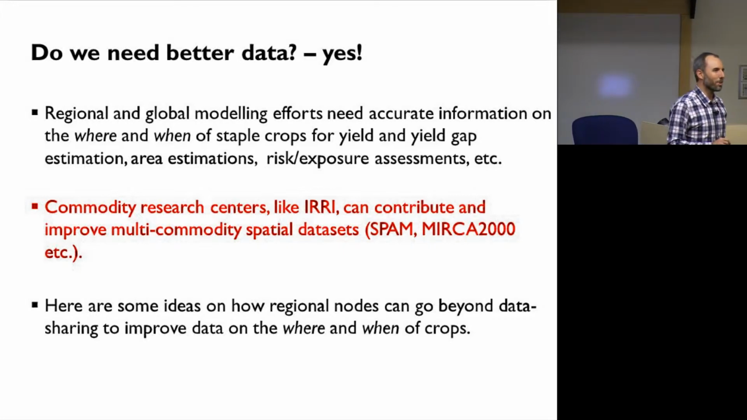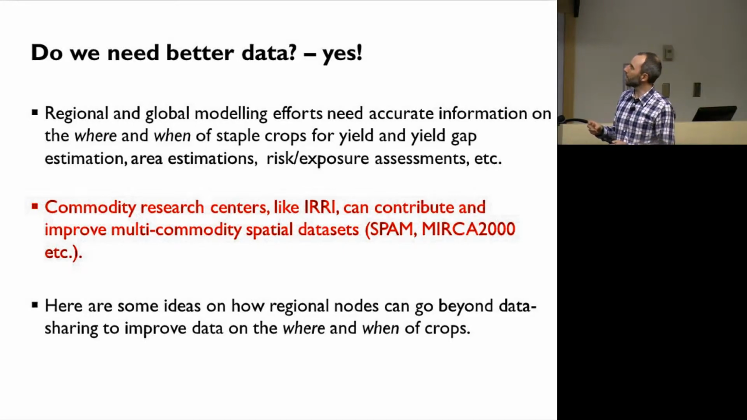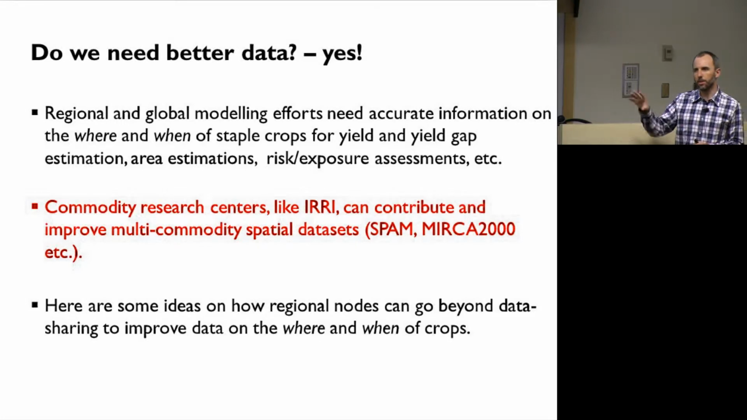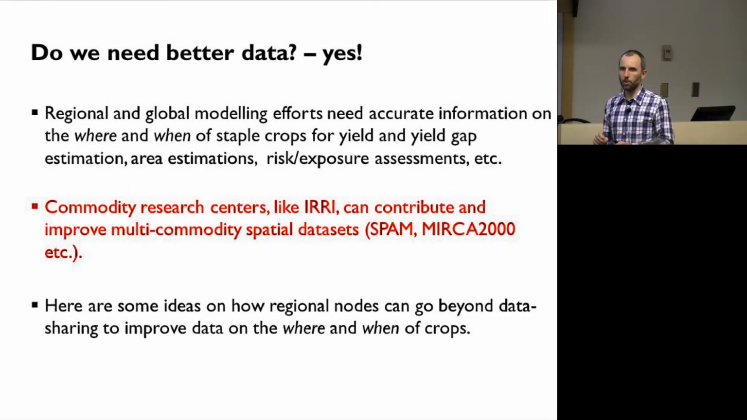And I started thinking, could we do something a little better, particularly looking at the different centers like IRI or CIMMYT that have a mandate for a specific crop? So can we get better crop-specific information into these kind of models? So what can we do?